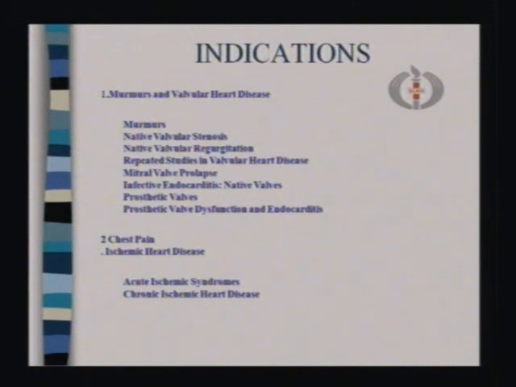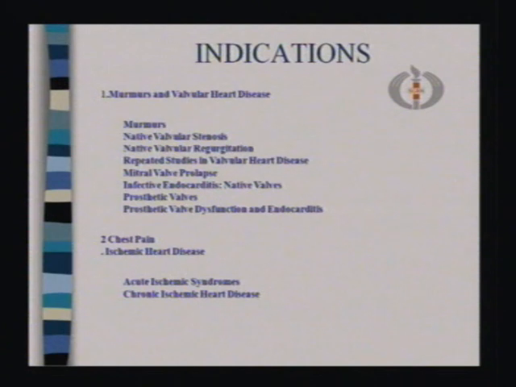So when does a patient come to you? Why does a patient come to you in the echo lab? There are many indications. They can come for many causes. A person has a murmur, he will be sent for echo. Patients for valvular heart disease, native valvular stenosis, native valvular regurgitations, for patients with repeated study in valvular heart disease, for mitral valve prolapse, for patients with infective endocarditis on native valves, prosthetic valve dysfunction and endocarditis.